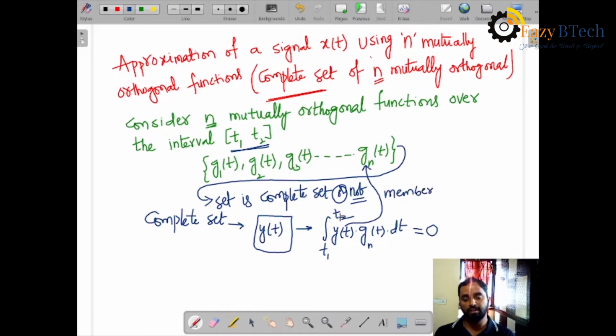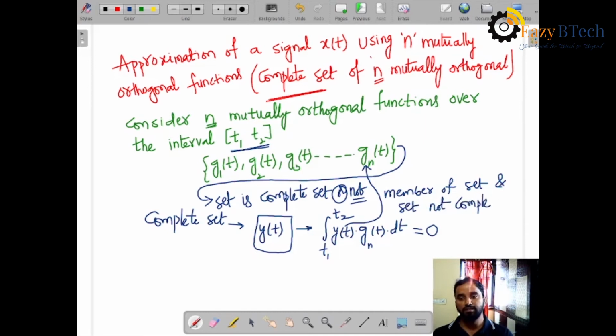We can include this y of t in the set g1, g2, g3. So it will become a member of the set, and the set is said to be not complete because y of t is existing like this. An outside function exists such that the integral from t1 to t2 of y of t into gn of t dt is equal to 0. Then this y of t will become a member of the set, and the set is said to be not complete.